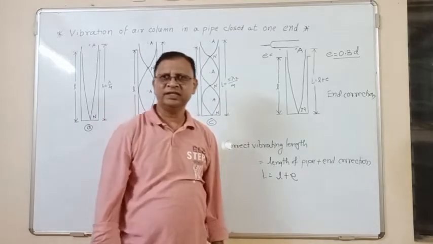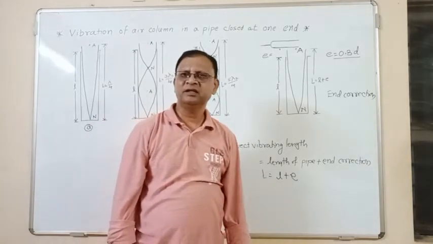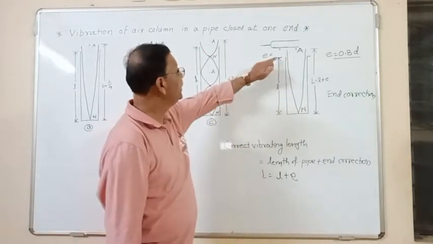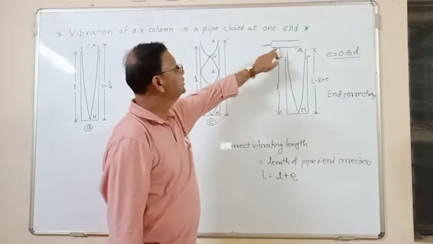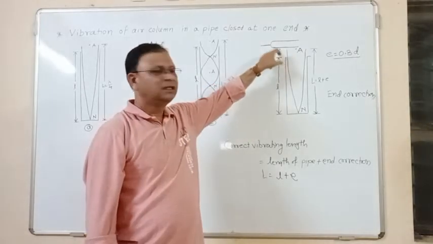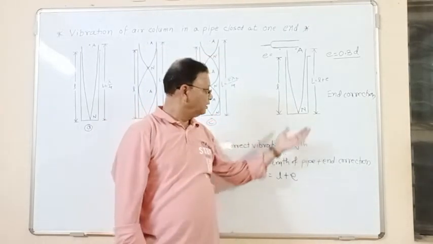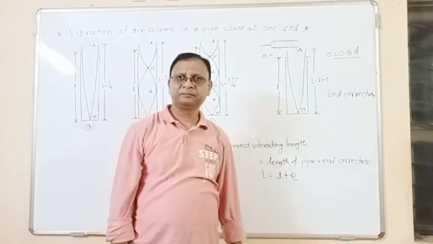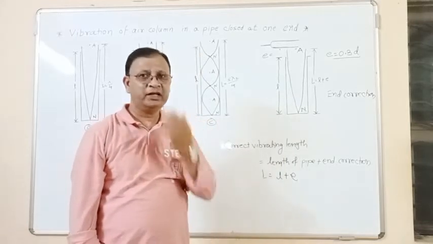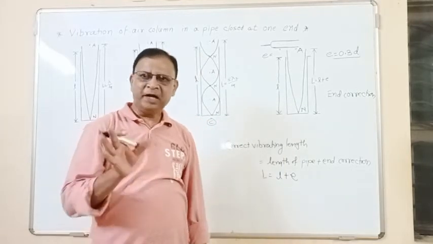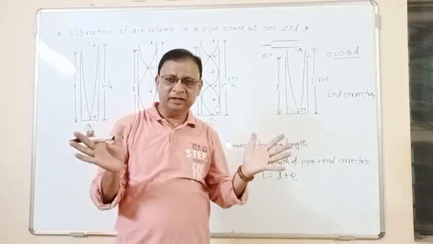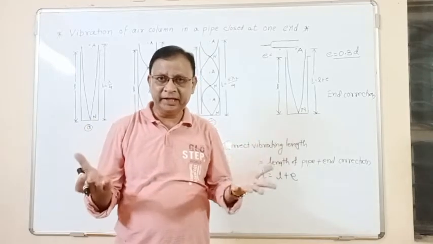Do you get it? What is end correction? End correction is nothing but the distance between the open end of the tube and the antinode. This distance is called the end correction. This is in case of pipe closed at one end. If the pipe is open at both the ends, then what will be the end correction?